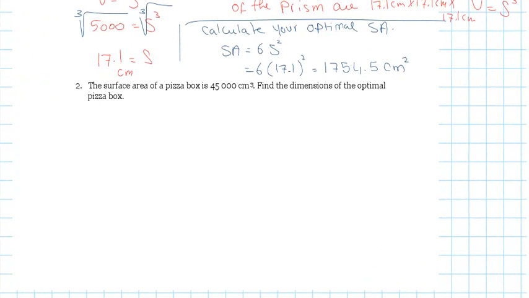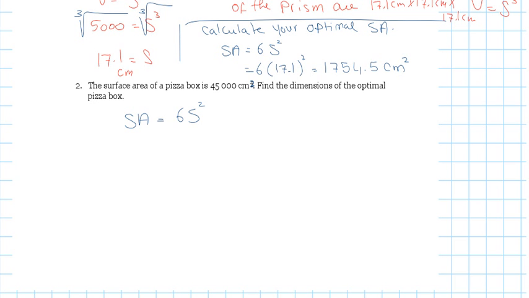So the surface area of a pizza box is 45,000 centimeters squared. Find the dimension of the optimal pizza box. So where do I start? Surface area formula. I know it has to be a cube shape. Doesn't make any sense to me, but this is the question. Imagine your pizza coming like this.